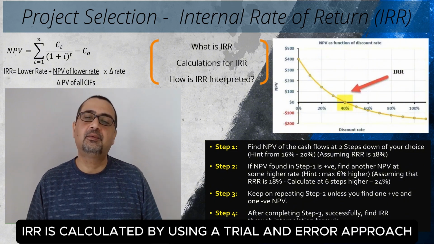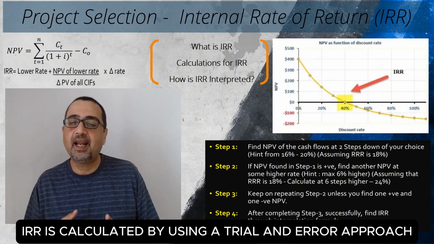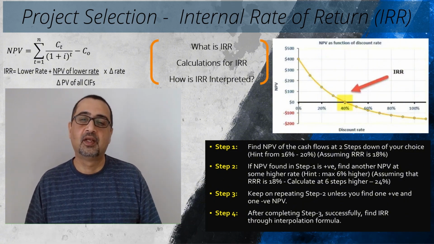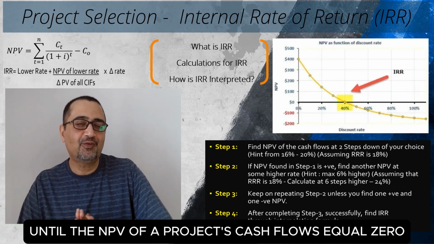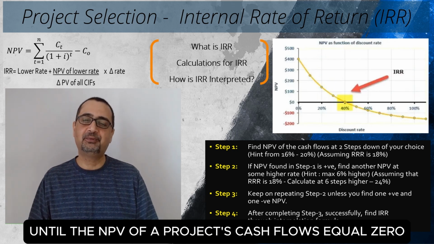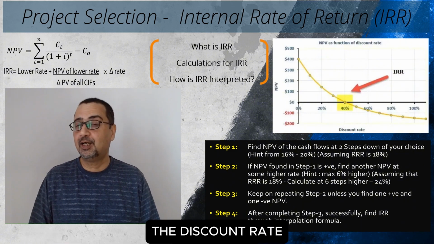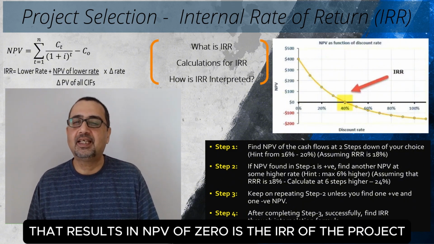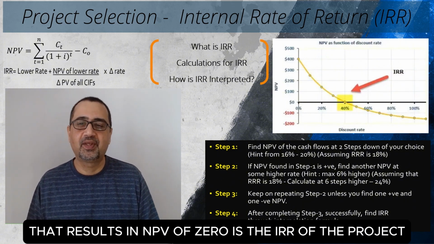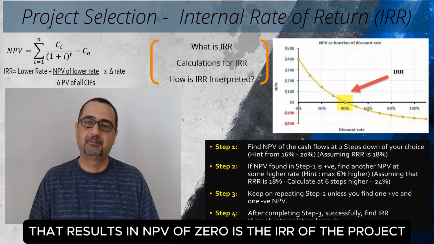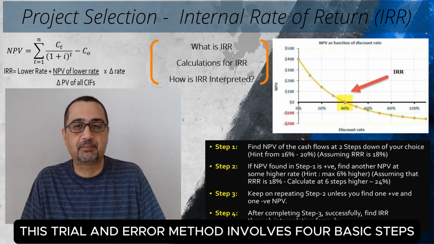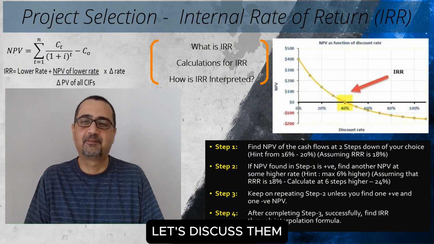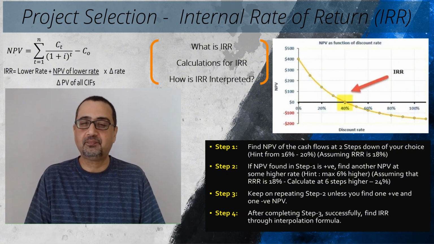IRR is calculated by using a trial and error approach, where a range of discount rates is tested until the NPV of a project's cash flows equals zero. The discount rate that results in an NPV of zero is the IRR of the project. This trial and error method involves four basic steps. Let's discuss them.